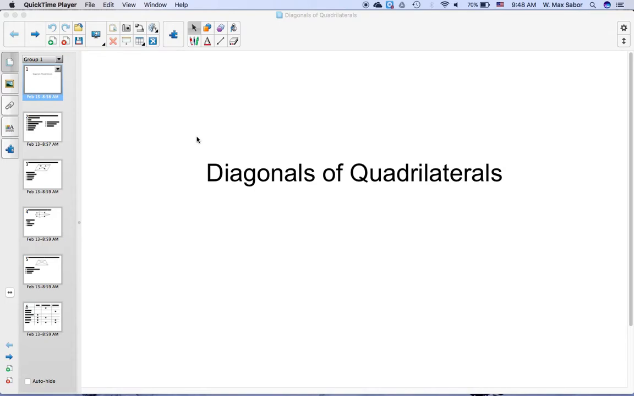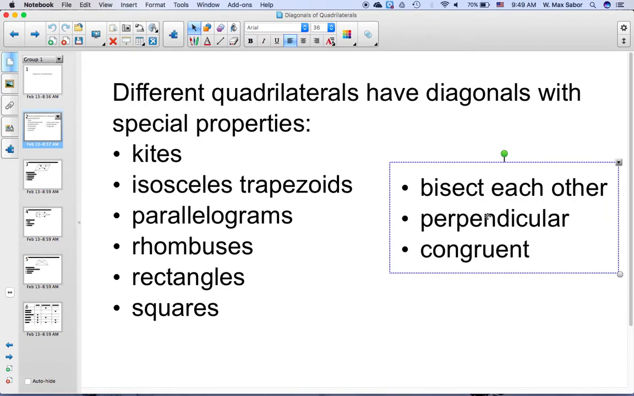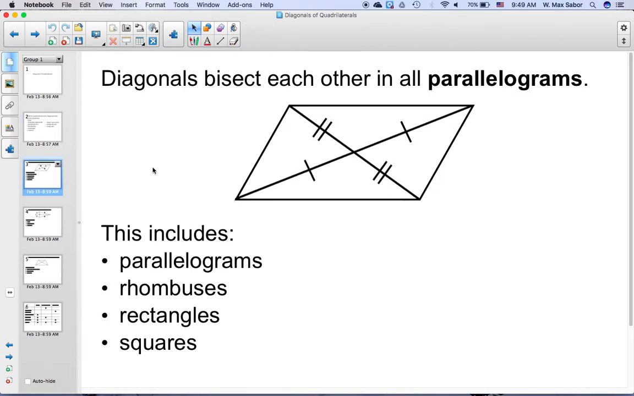Diagonals of quadrilaterals. Different quadrilaterals have diagonals with special properties. Kites, isosceles trapezoids, parallelograms, rhombuses, rectangles, and squares all have special properties of their diagonals. In some cases, the diagonals bisect each other. In some cases, the diagonals are perpendicular. In some cases, the diagonals are congruent. So we're going to go through each of those cases.